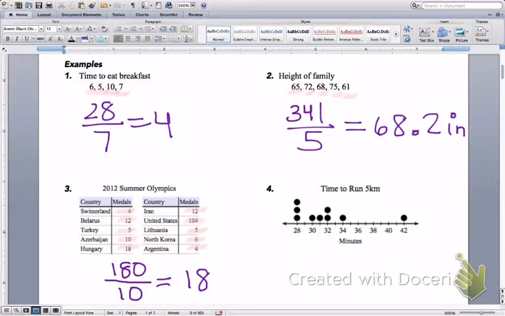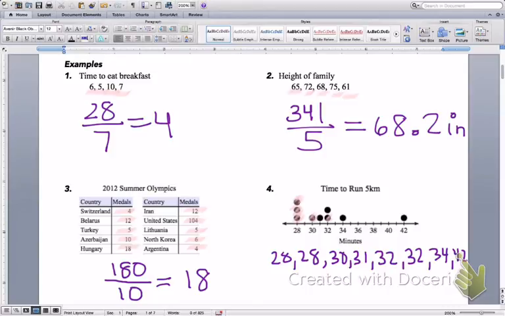And let's go ahead and do our last problem. Here we have a dot plot, and the little dots represent the number that they are above. So in this case, I'm going to write out the data. Here we have a 28, another 28. We have a 30, a 31, two 32s, a 34, and a 42. So again, we have three 28s, those three dots right here, this 30, 31, and two 32s, a 34, and a 42. So this is my data right here. I want to label it data.